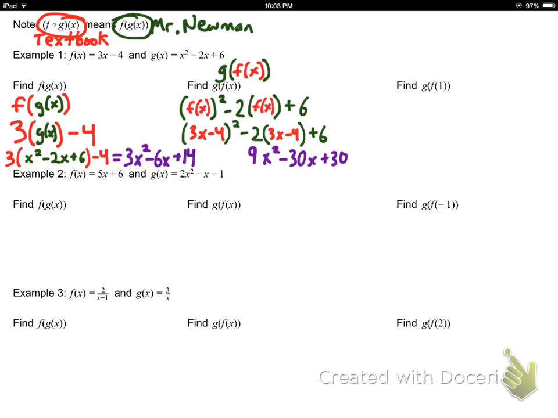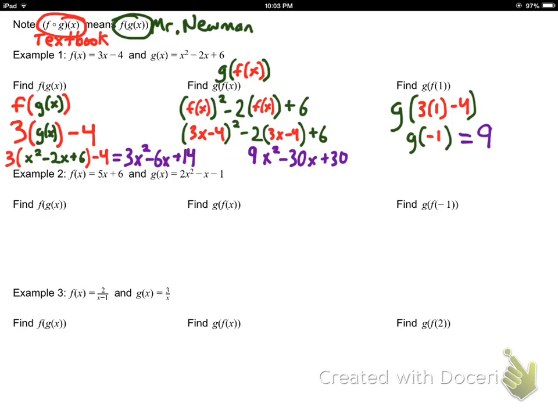Okay. For the third example, we actually plug a number in. So what I'm going to do is plug it into f first, since the input gets put into the input of f, and you get 3 times 1 minus 4. You then take the answer of that, which is -1, and plug that into g, and you get 9.